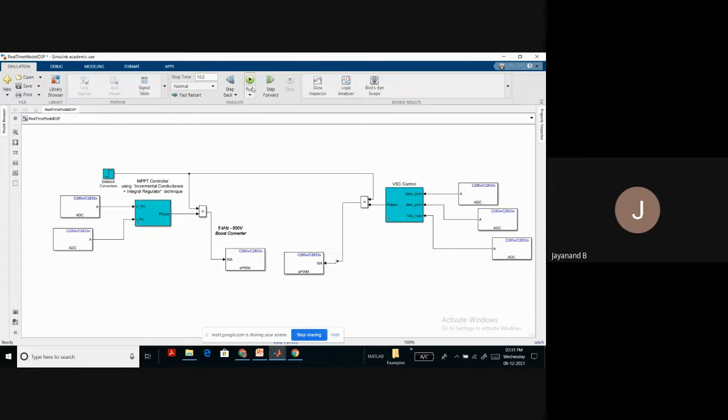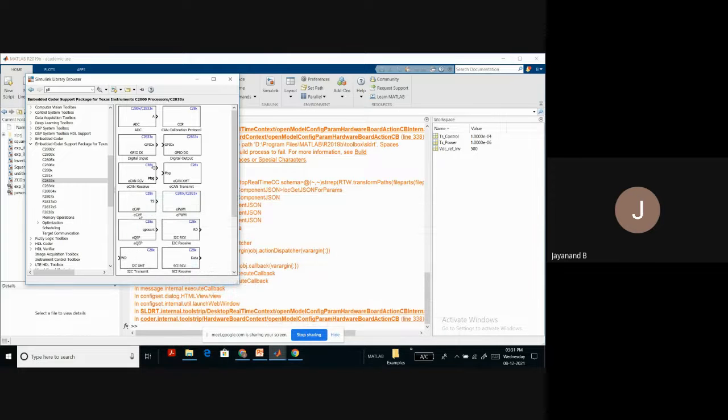Right? And once we do it, the same procedure. Once we click the run pin, it will convert that into hex code. It will directly download it into our controller, and then it will start executing. Right? So easy. And since 28335 is a floating point processor, we need not do anything else, because almost all mathematical operations in MATLAB are directly convertible into a floating point programmable mode.